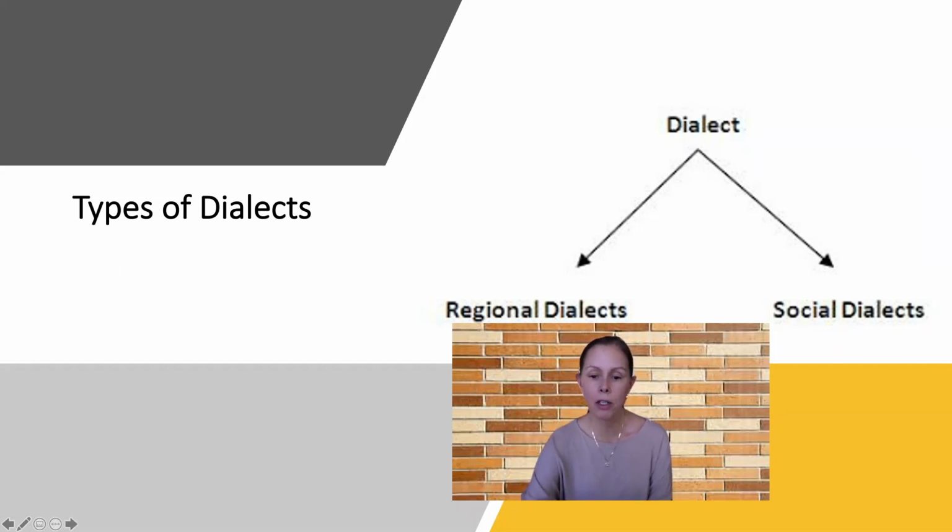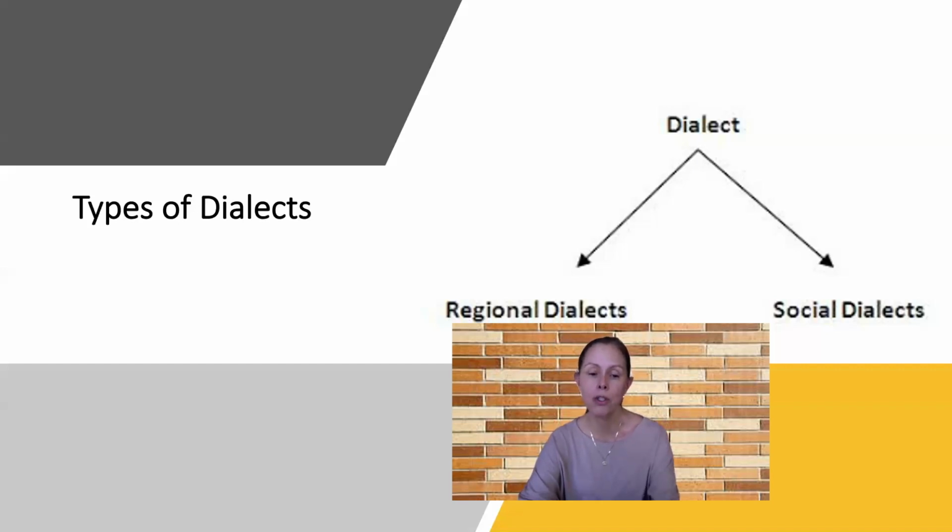Regional dialects are associated with the geographic area in which the dialect is spoken. This type of dialect is disappearing due to media and interconnectivity. We are very much connected through the internet, and therefore people have access to listening and acquiring more from other geographic areas.